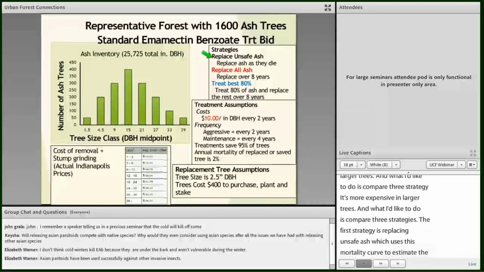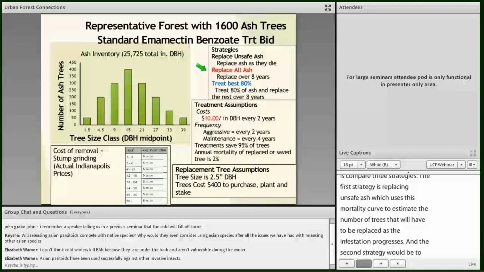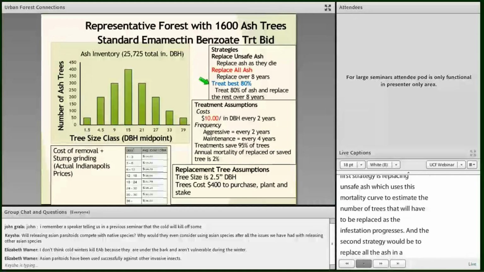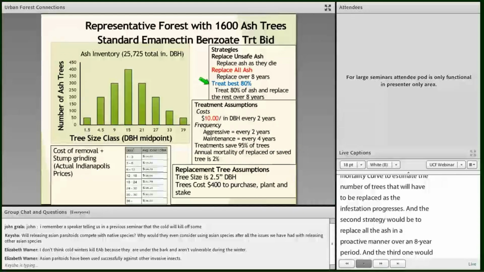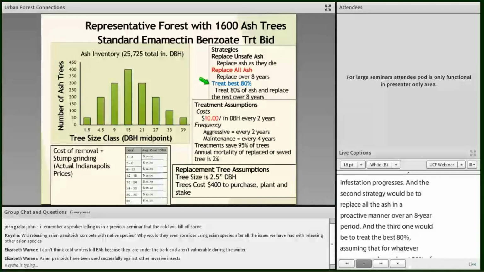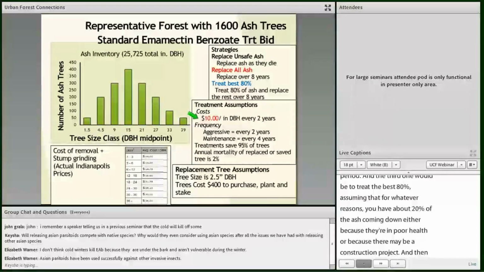And then the second strategy would be to replace all the ash in a proactive manner over an 8-year period. And then the third one would be to treat the best 80%, assuming that, for whatever reasons, about 20% of the ash probably are going to have to come down either because they're in poor health or because there may be a construction project. And then I'm going to run these analyses under the assumption that it costs about $10 per inch for a triage injection every 2 years.